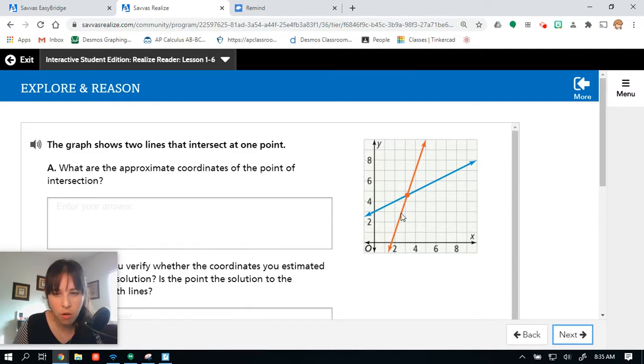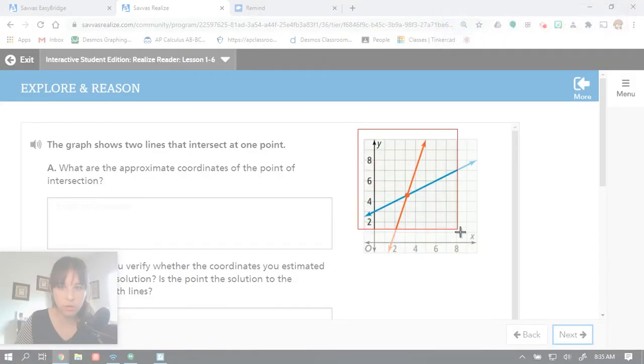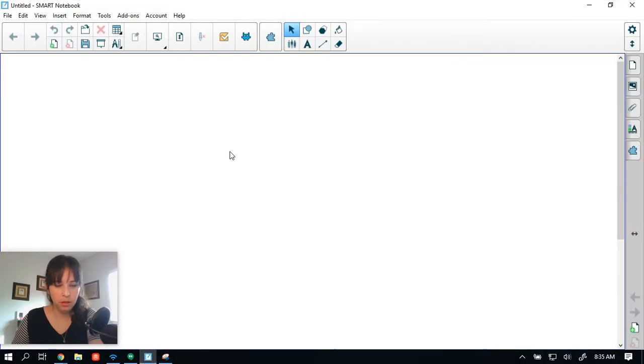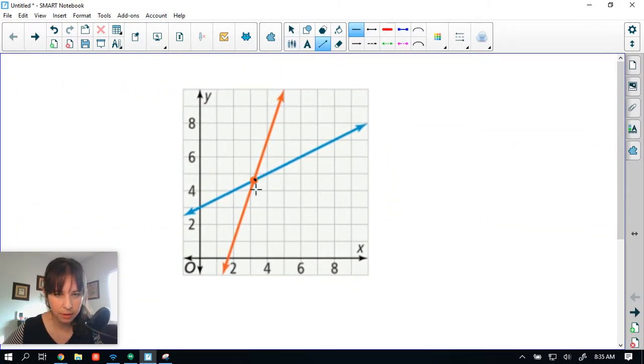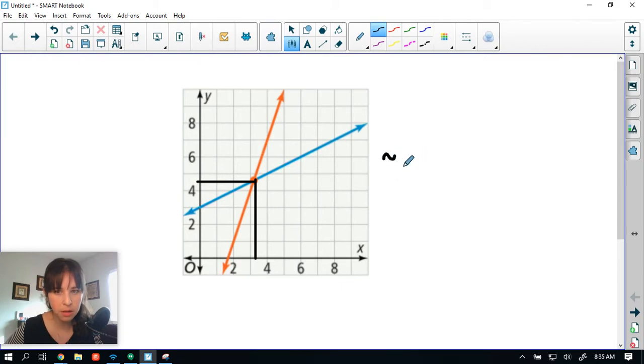It's not really on the lines here. So what I'm going to do is just look at where they intersect. Pull this in a little bit so I could get my line tool. Bring this over. And again, we're looking at an approximate. So I'm going to say this is approximately at, let's see, x being, this is 3. I'm going to say 3.1. And y being approximately 4.5.